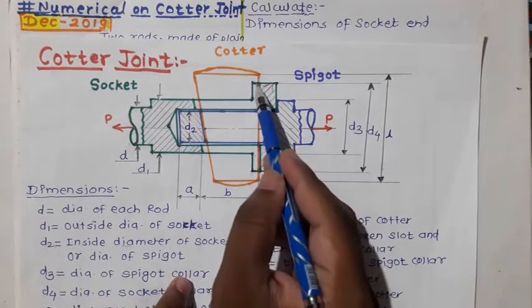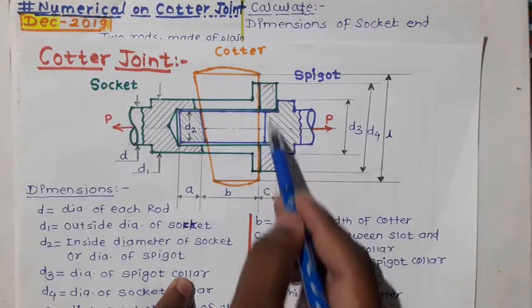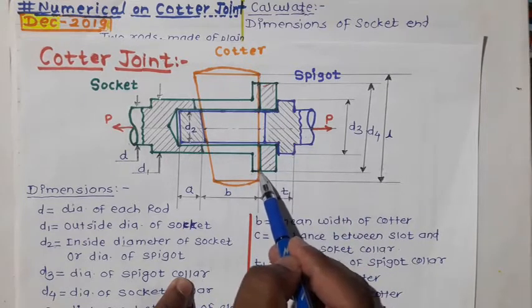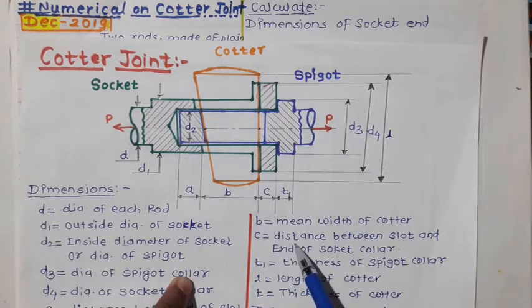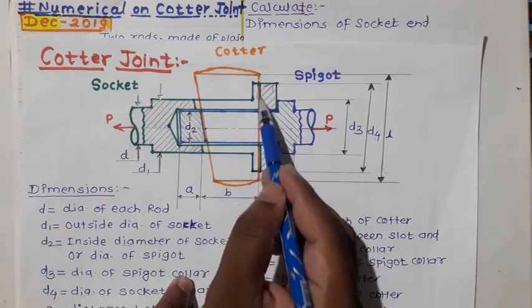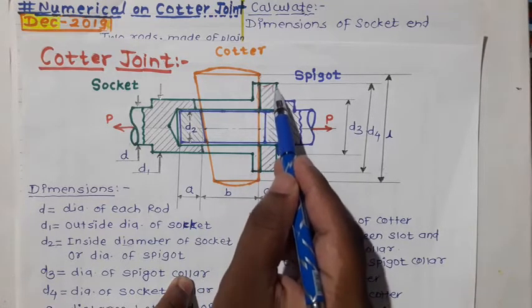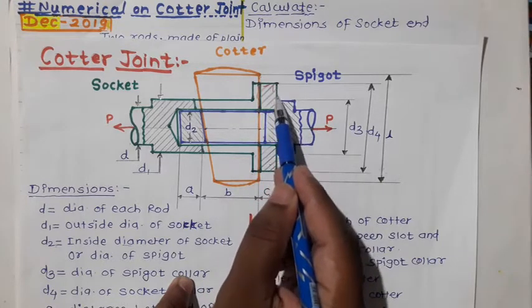And next is the distance between this slot end to the end of the socket collar. So this distance is C, the distance between these 2 points, that is nothing but C. It is written here as distance between slot and end of socket collar. So here, this is the end of the slot and this is the end of the socket collar. So this is the distance between slot and end of socket collar.